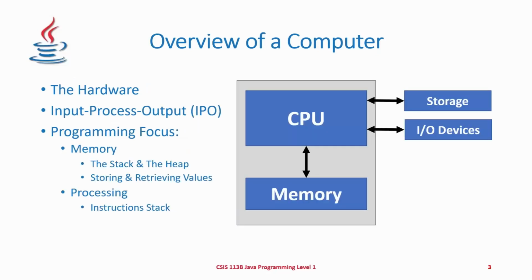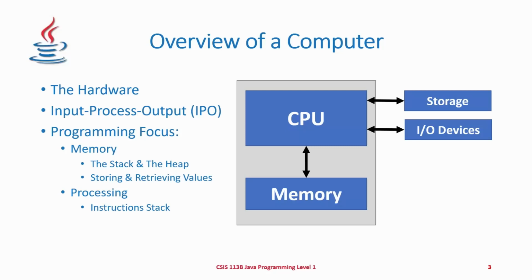So we start out with an overview of a computer and how it works. The hardware, as you're probably familiar with, consists of the central processing unit, or CPU, as well as memory, storage, and I/O devices. I/O stands for input-output. Think of a keyboard as an input device and your monitor as an output device.